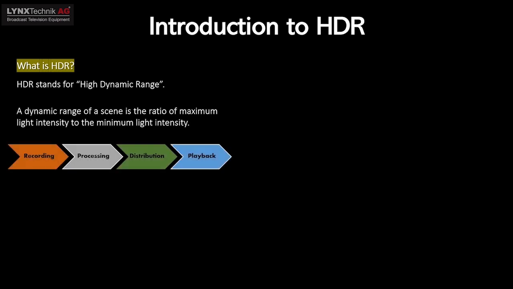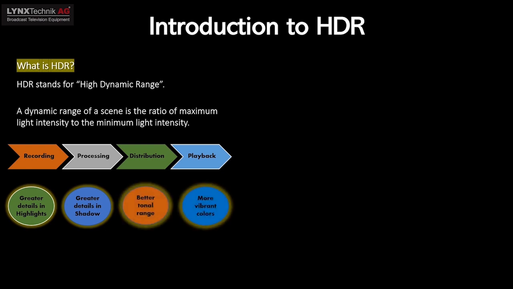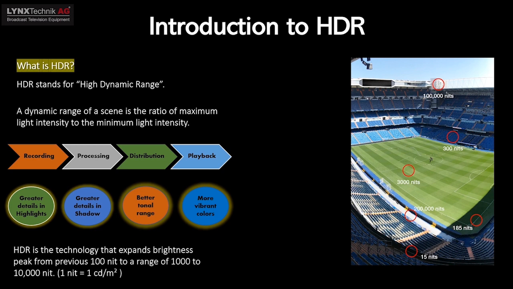on displays. HDR solves one problem, and that is to provide an image that more accurately represents the scene being captured. This results in greater details in highlights, greater details in shadows, better tonal range, and more vibrant colors than the traditional standard dynamic range video. HDR is the technology that expands the brightness peak from 100 nits to a range of 1000 to 10,000 nits.